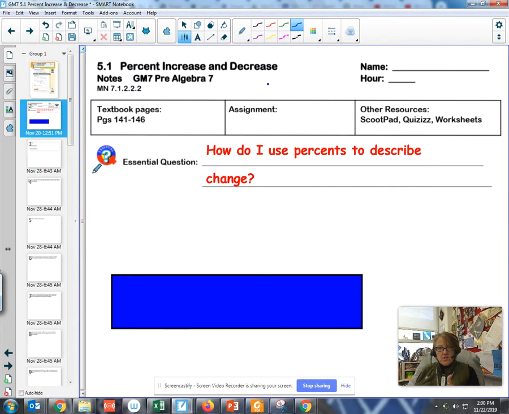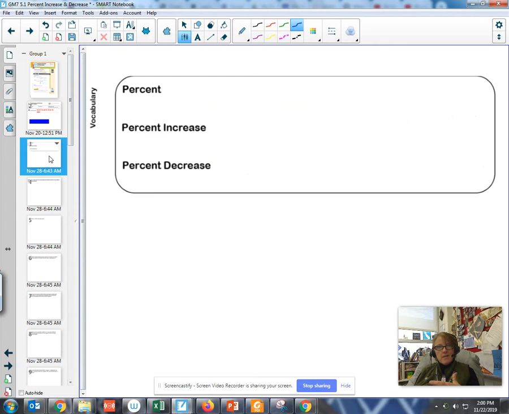Our essential question today is, how do I use percents to describe how things change? And we're going to focus specifically on percents of increase and percents of decrease as we go along here. So as you have that essential question, let's just review a little bit about what each of these means.